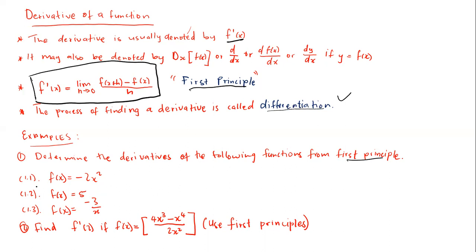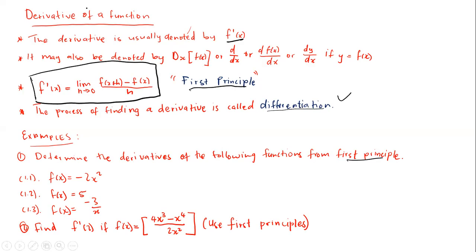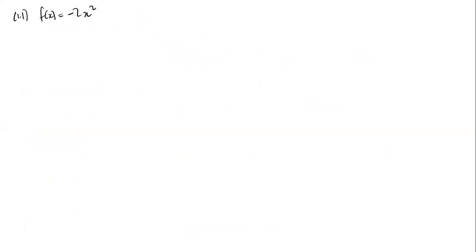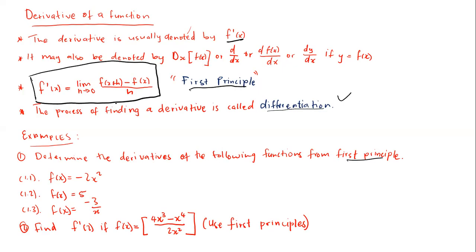So let us start with the first function, which is negative 2x squared. So 1.1, we have f of x equals negative 2x squared. Let me confirm. Yeah, I'm sorry about that. So we're going to determine the derivative of this function using first principle, and do not forget that this is the formula that we're going to use for first principle.